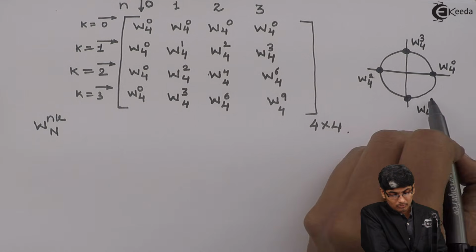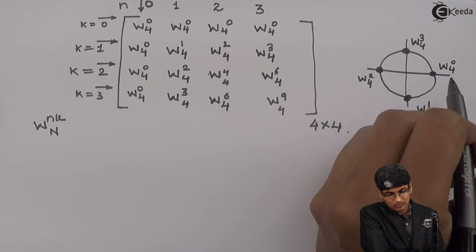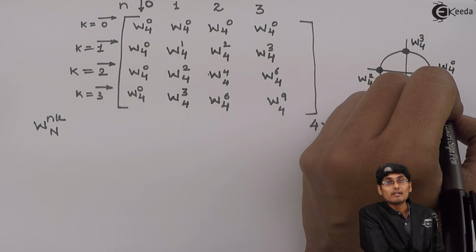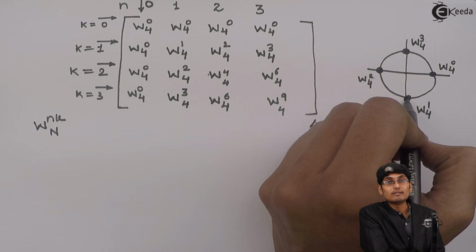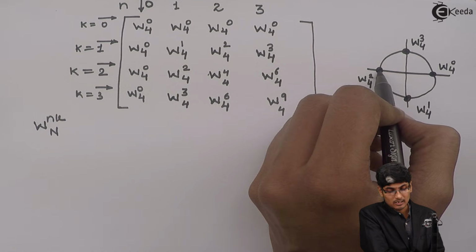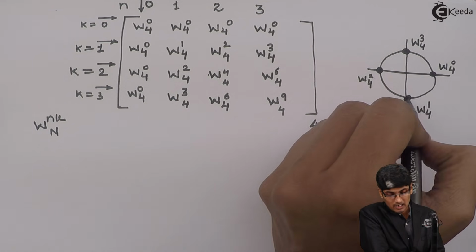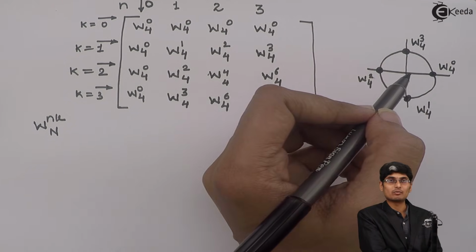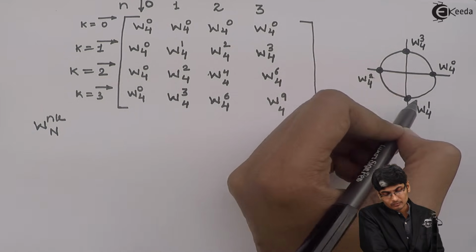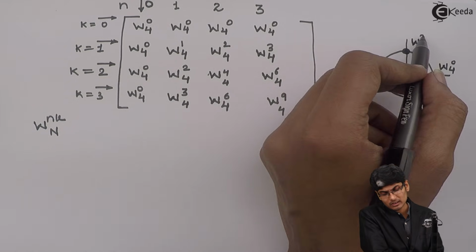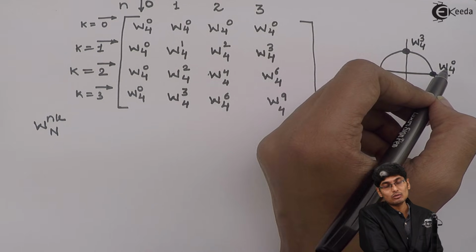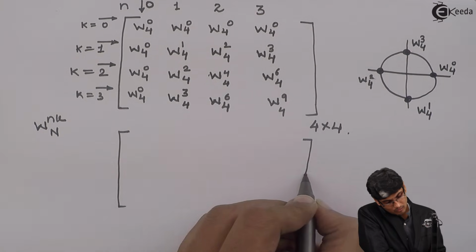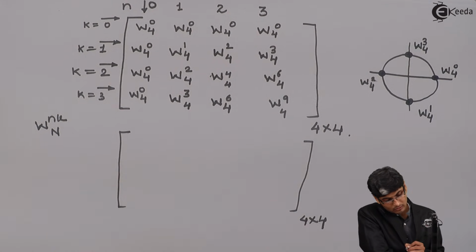Now, when I go from here, I get 0, 1, 2, 3, then we have 4, which is this point again, then 5, this point again, then 6, this point again, then 7, 8, 9, 10, 11, and n number of points I can calculate in this way. So as I'm moving on the circle, after 3, the fourth value is the 0th value again. Based on this, let us find what this 4 cross 4 matrix looks like.